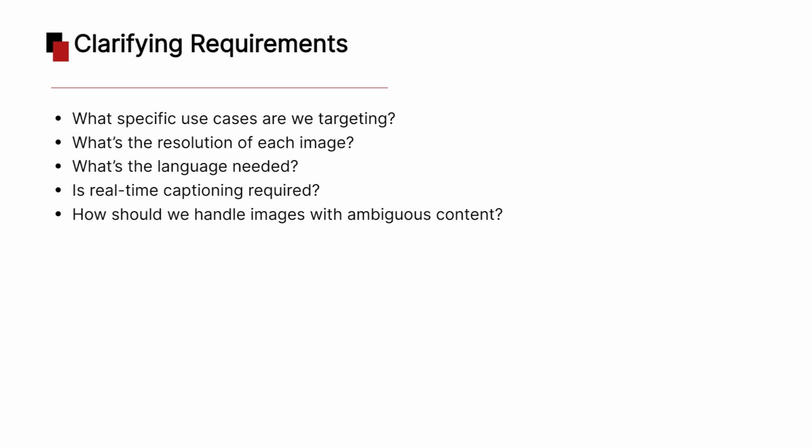The problem is to design image captioning that generates text that describes an image. What specific use cases are we targeting? What's the resolution of each image? What's the language needed? Is real-time captioning required? How should we handle images with ambiguous content?